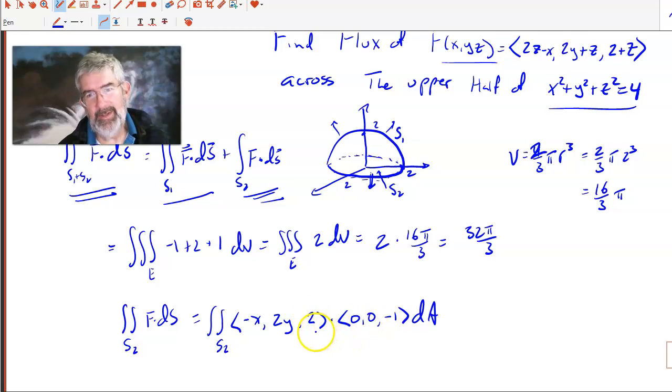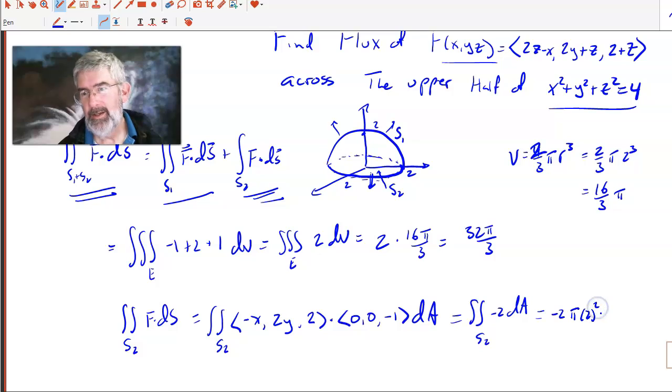Notice that I'm just getting the double integral over S2 of, what is this? When you do that dot product, you get negative 2 dA. So this is negative 2 times the area of that circle. Well, the area of the circle is pi r squared. So it's negative 2 times pi times 2 squared, which is negative 8 pi.